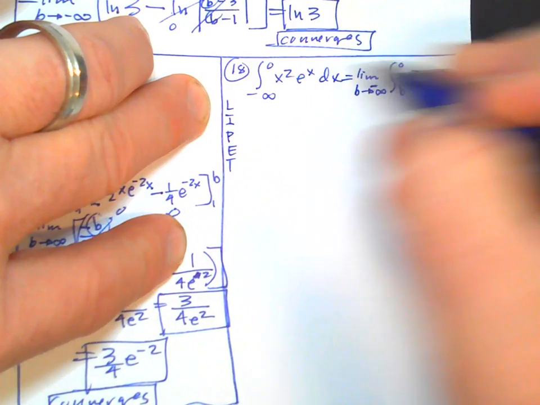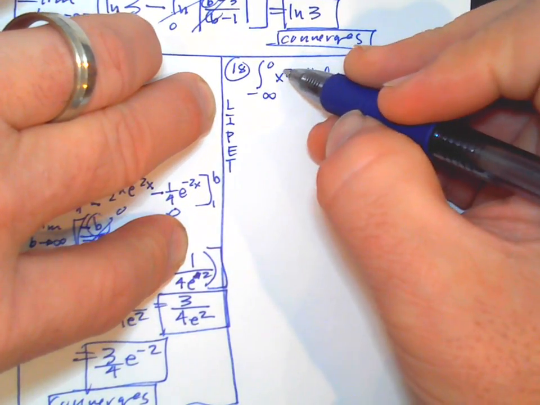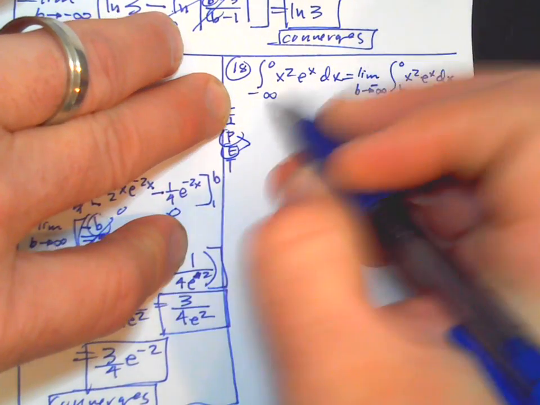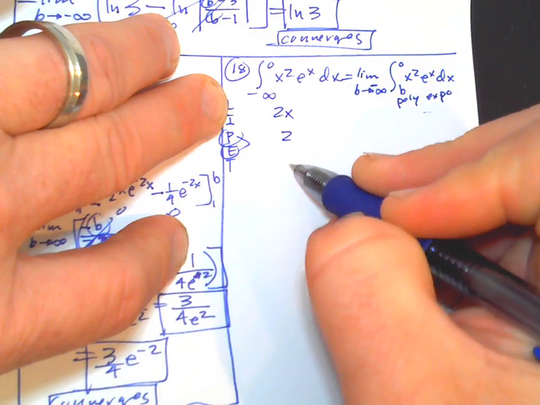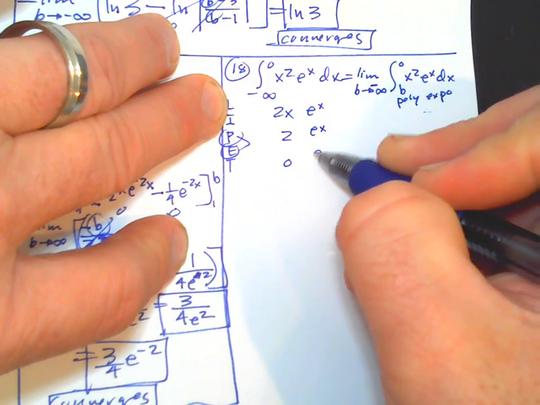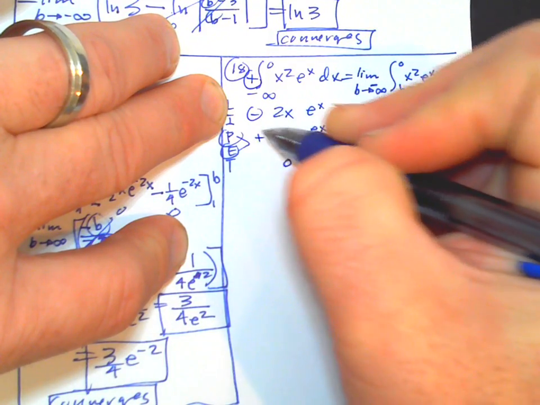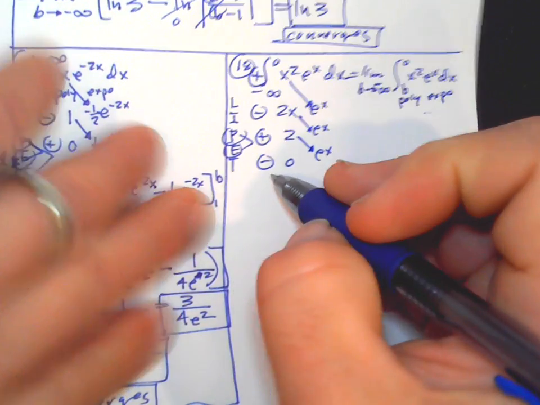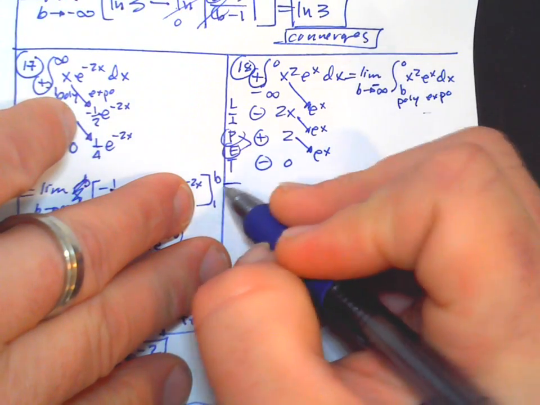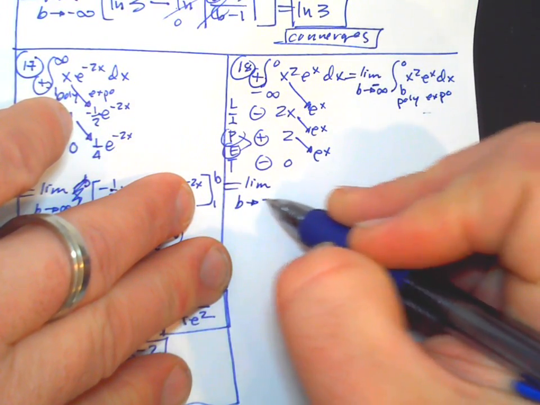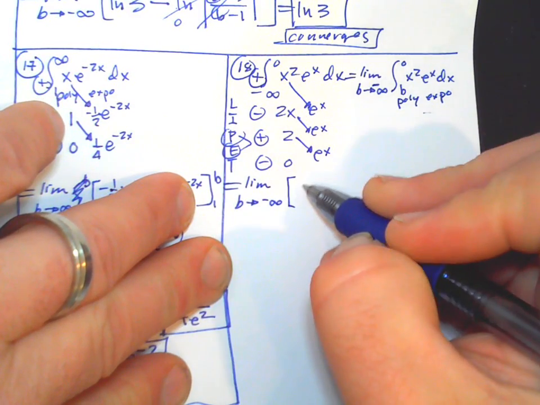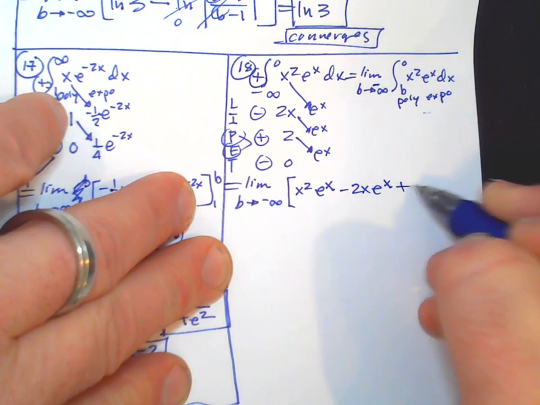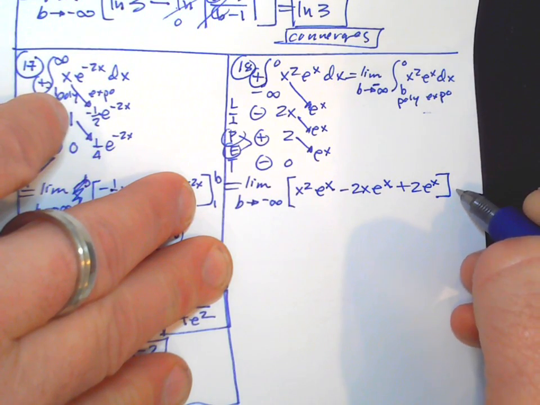And we have poly expo shortcut. So this one's going to be x squared, 2x, 2, 0. E to the x, e to the x, e to the x. Plus, minus, plus, diagonals. It's way faster than doing it repeatedly by hand. Okay, so we're going to get the limit as b goes to negative infinity of x squared e to the x minus 2x e to the x plus 2 e to the x. And it's going to be b to 0.